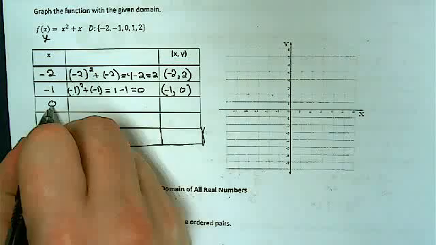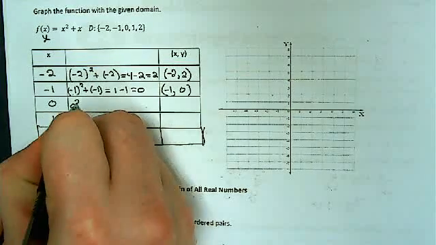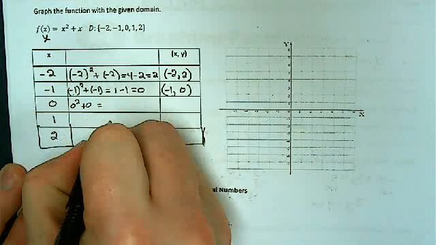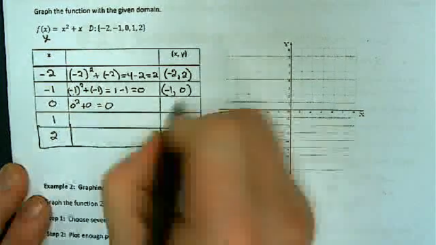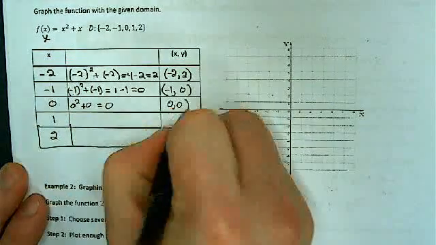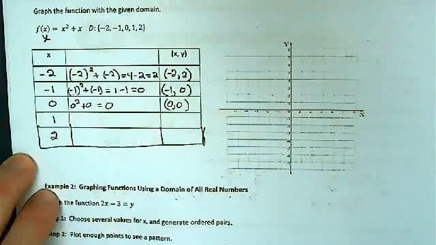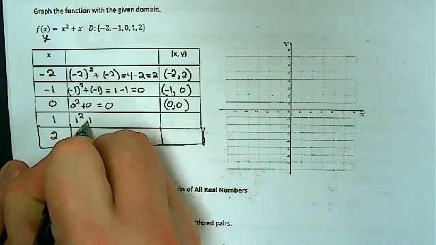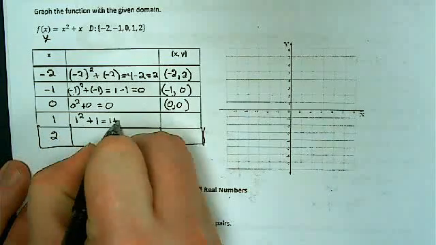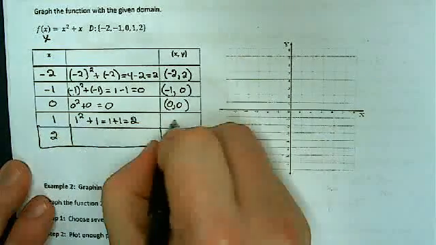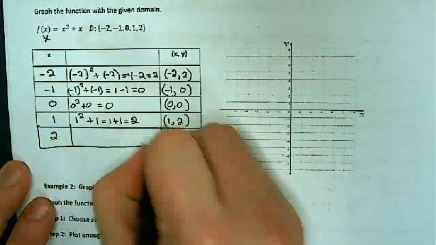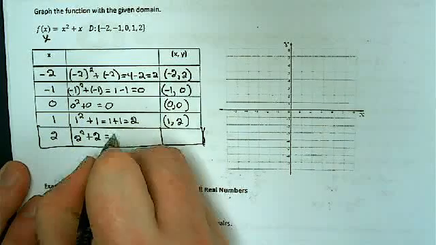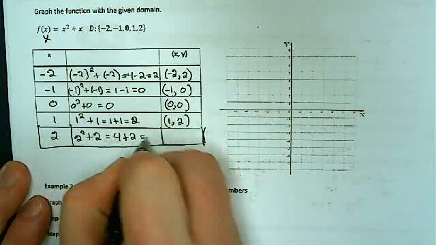I'll go ahead and put 0 in. 0 squared plus 0 equals 0. Now I've got my last two. So 1 squared plus 1, which is 2. And 2 squared plus 2. So that's 4 plus 2, or 6.